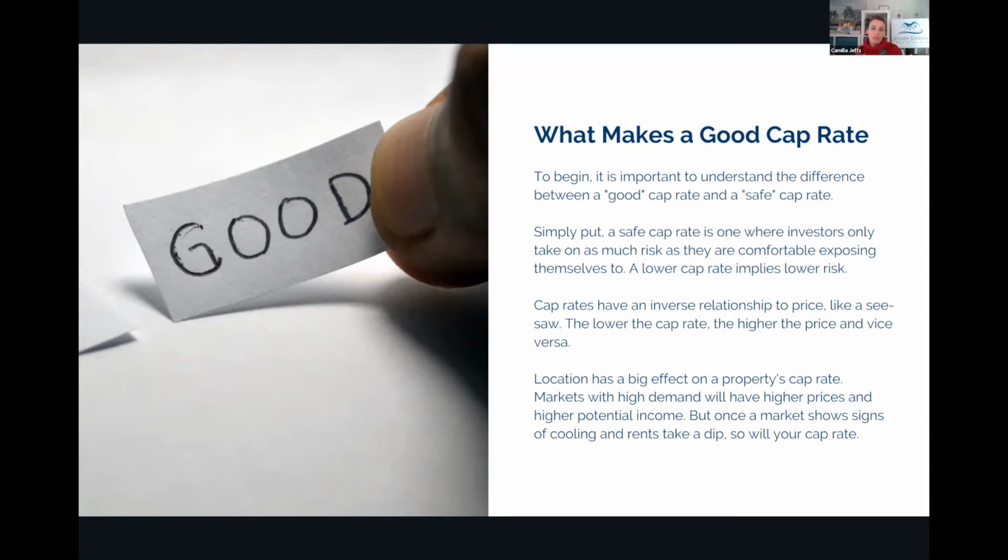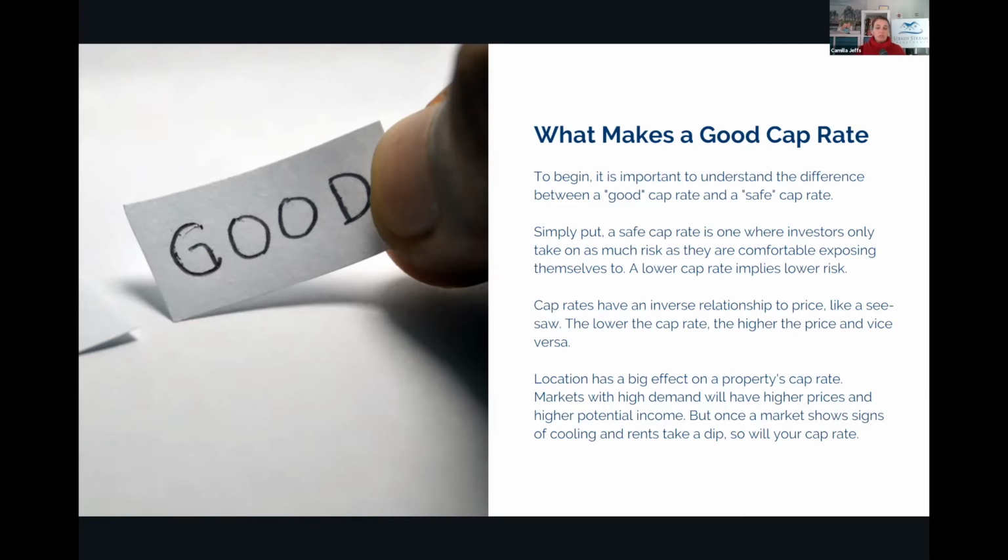Now, location has a really big effect on a property's cap rate. Think about markets that are in really high demand or have really high prices, like California or New York. They also have higher potential income. If you buy a property in New York, you can typically rent it out for much more than you could in, say, Nevada. So there are all those differences to keep in mind.